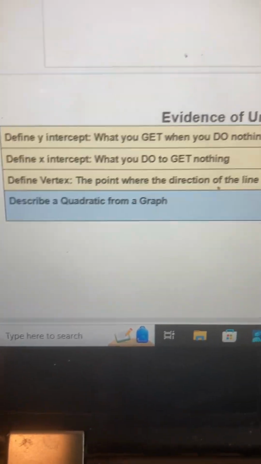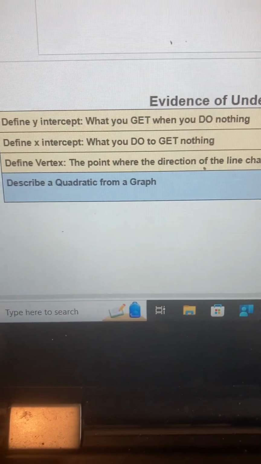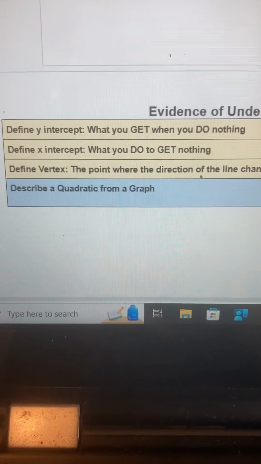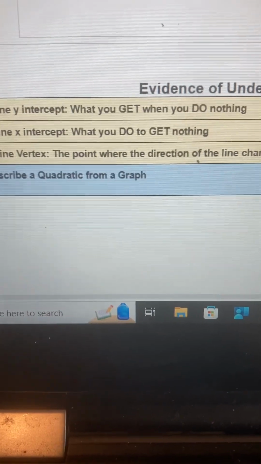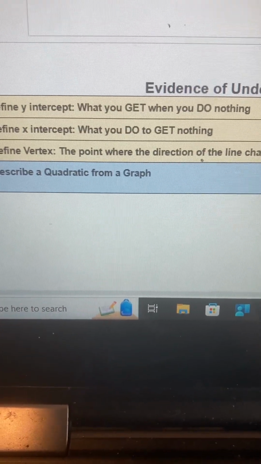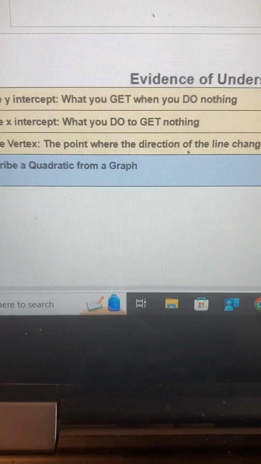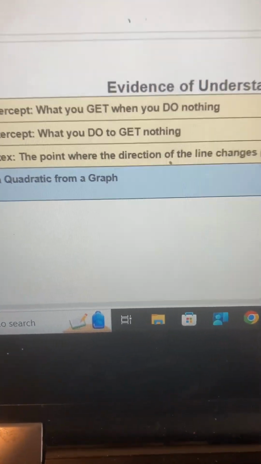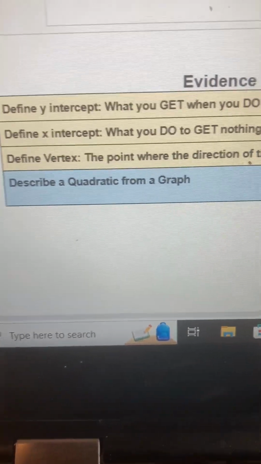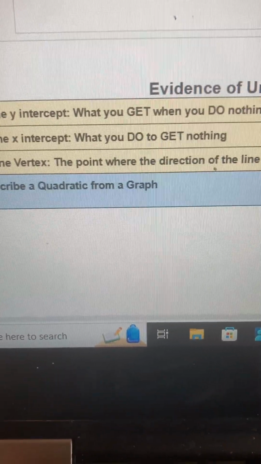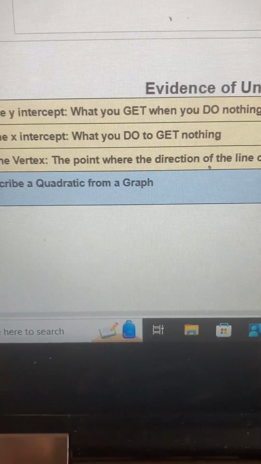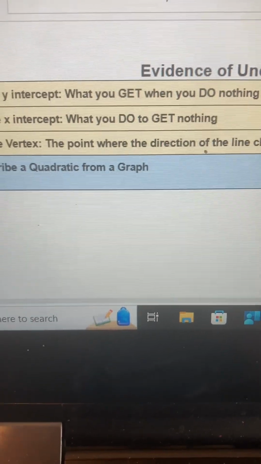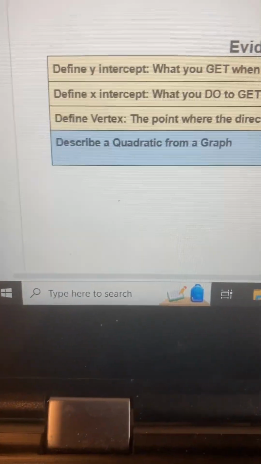So, defining y-intercepts. A y-intercept is what you get when you do nothing. Y-intercept, also known as the output. Your output is usually found on a table on the right side, and on a graph, your output is usually found on the y-axis. Now, x-intercepts. An x-intercept is what you do to get nothing, also known as your input. Normally on a table, your input would be found on the left side of the table, and on a graph, the x-axis.